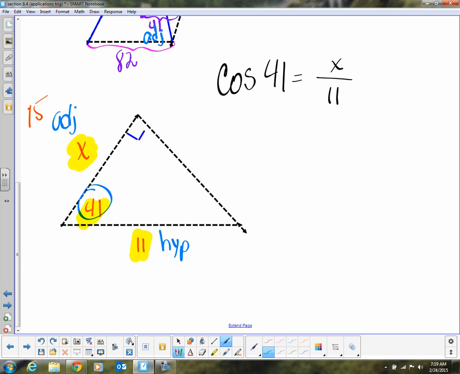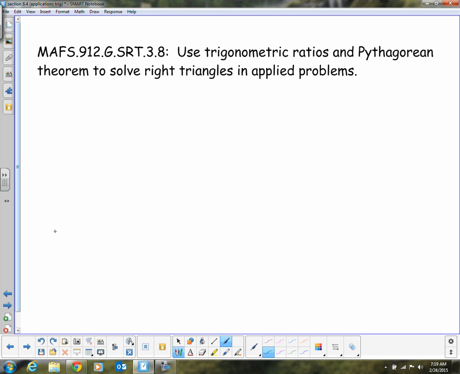All right, I'm going to come back to the homework, okay, because I want to start with what we're going to do in section 8.4. Why learn something if we don't know how to use it, correct? So we had one that was a pyramid that was an application, right? We had one that was a grain bin that was an application. So today we're going to use trigonometric ratios and Pythagorean theorem to solve right triangles and applied problems.